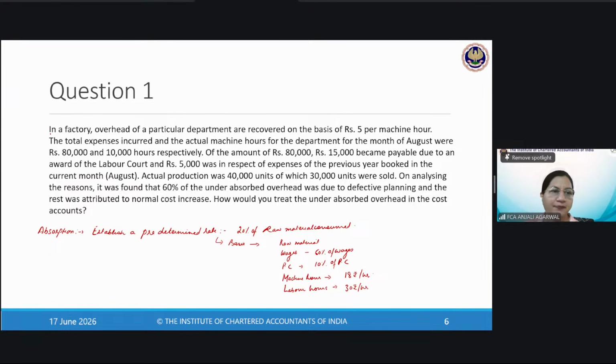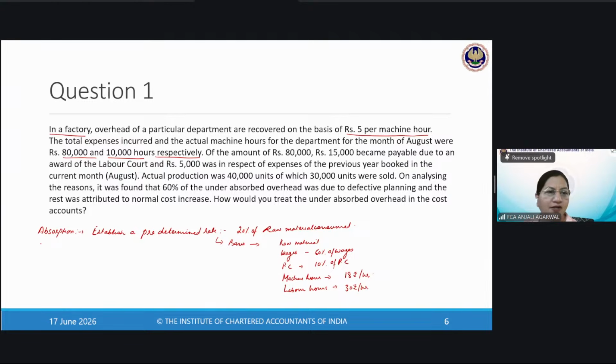Let's look at this. There is a factory and the overheads of a particular department are recovered on the basis of rupee 5 per machine hour. What does this mean? That for every 1 hour when the machine runs, you have to incur 5 rupees as overheads. The total expenses incurred and the actual machine hours for the department for the month of August were 80,000 and 10,000 respectively.